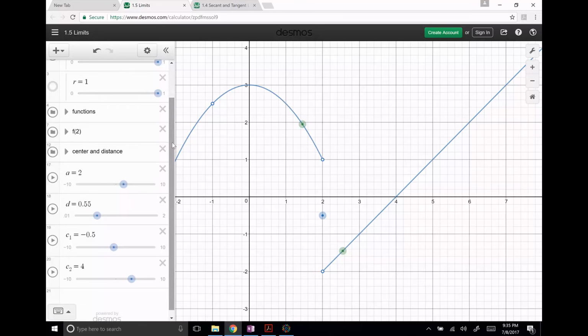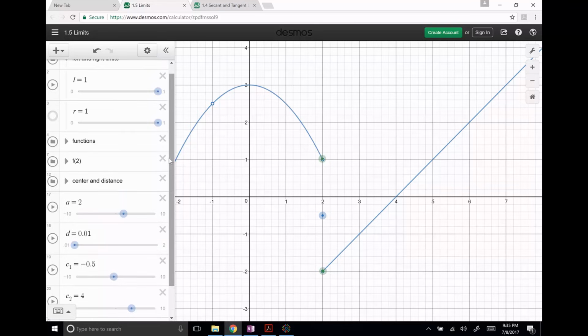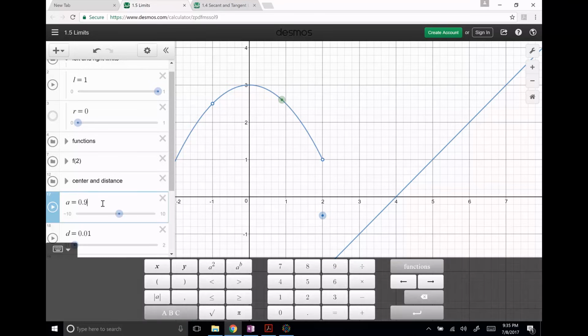Okay, and so in this case, we can play around with this, but as the distance gets smaller, you can see that these two green points are not getting close to each other, which is a little bit strange. So I actually built in a way that we can turn off one of these points. For instance, if I want to turn off the right-hand limits, let's just make that 0. And now you can see I only have one green point. This is the left-hand limit. So we're approaching the x value 2 from the left. There we go. Oh, oops. Oh, darn it. I touched the wrong one.